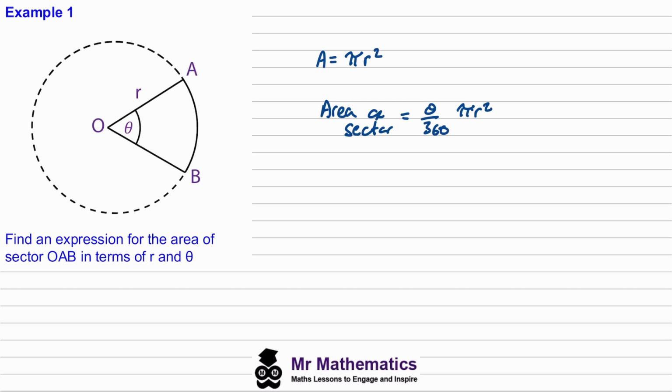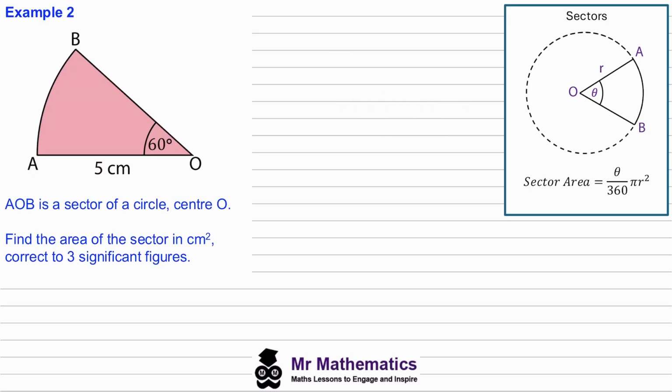So if we look at example 2, in this example, we've been told that AOB is a sector of a circle, centre O, and we've been asked to find the area of the sector in centimetres squared to 3 significant figures. So we've got our radius and we've got our angle. So the area will be the fraction, which is 60 degrees out of the entire 360 multiplied by pi times the radius 5 squared.